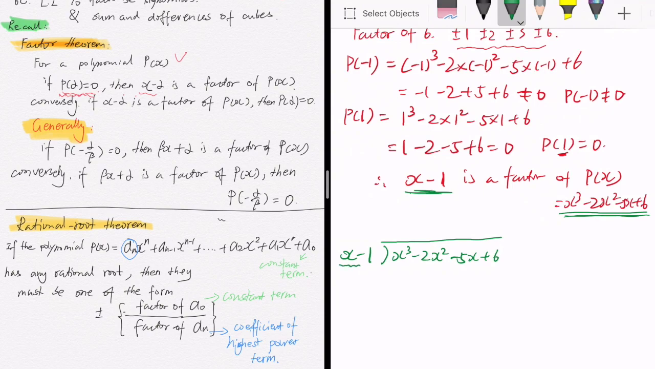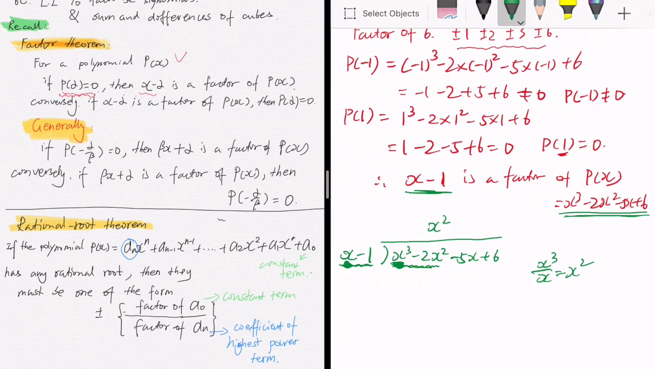You see, the divisor is 2 terms, so we're going to focus on the first 2 terms of your dividend. We're going to focus over here. Now, what we do next is you see the highest power term of the dividend is x cubed, and we're going to divide it by the highest power term of your divisor, x. Then you get x squared, and we put x squared over here.